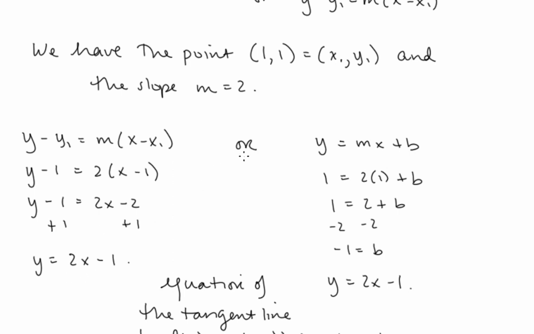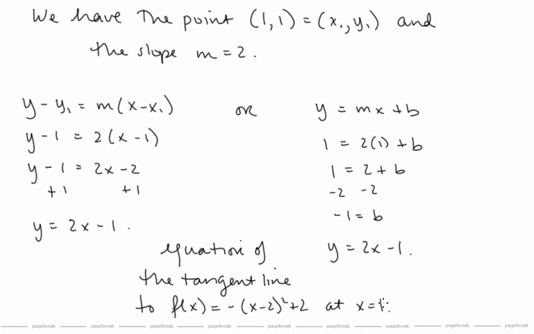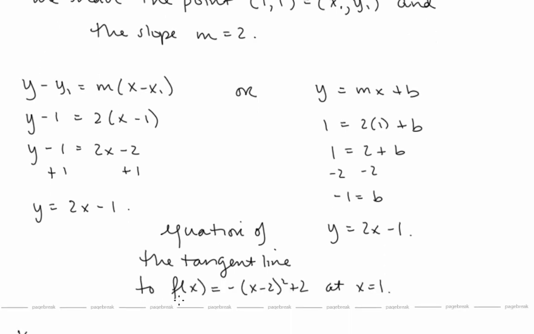Or if you're more comfortable with slope-intercept form, you can plug in your y and your x values, plug in your slope m to solve for b, and you get b = -1, and we get, of course, the same line, y = 2x - 1. That's the equation of the tangent line to this curve at x = 1. And it's very common to ask for the equation of the tangent line, not just the slope. So you should be prepared to see that often.